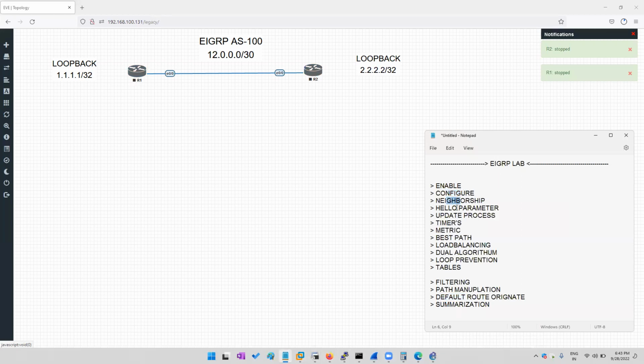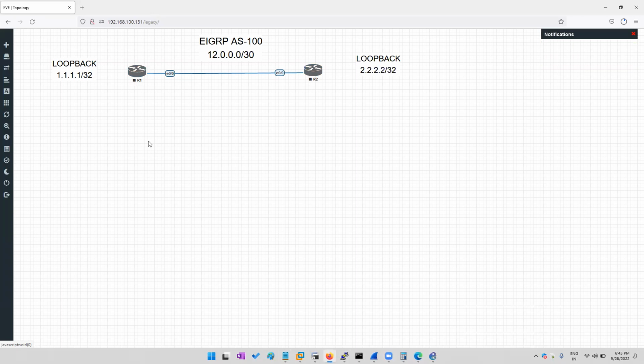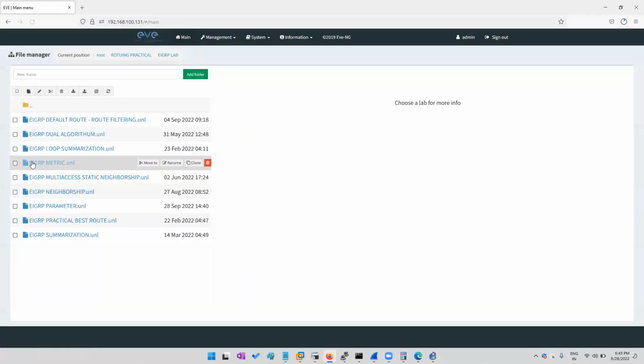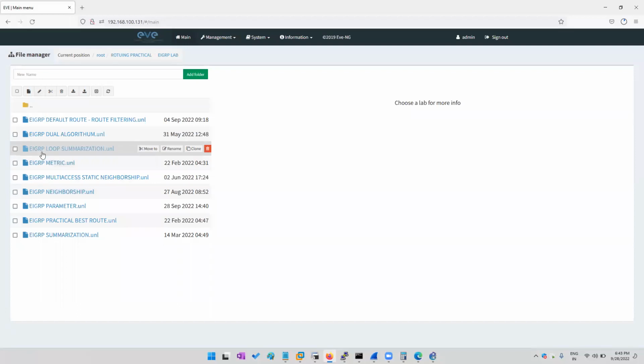Enable, config, neighborship, hello, update, timers, metric. Okay. Best path, load balancing, DUAL, we need to discuss. But before we discuss best path and load balancing, we discuss one more topic. Which one?